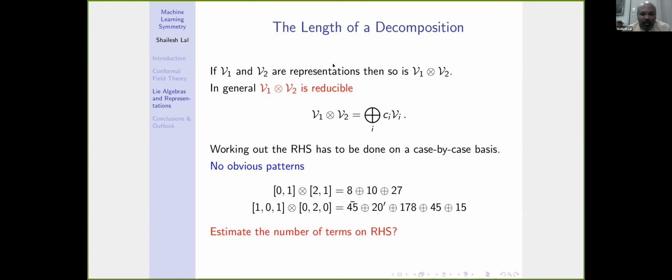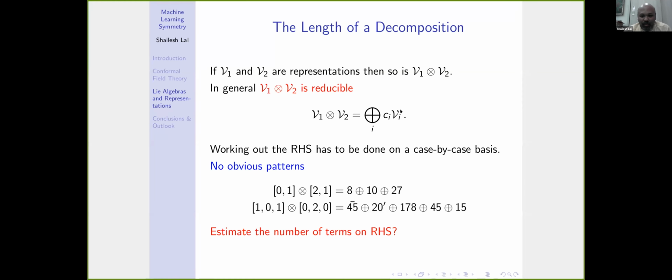So let me tell you what we'd like to machine learn about this. Let's consider direct products of such representations. If V1 and V2 are representations, then the tensor product of these two vector spaces is also a representation. But in general, it's not an irreducible representation. So if you take this tensor product, you can break it down into a direct sum of irreducible representations.